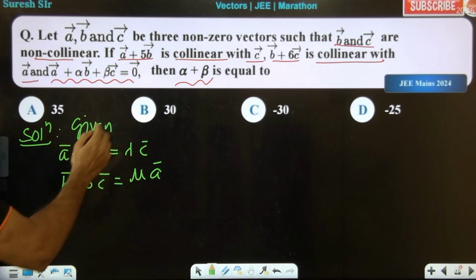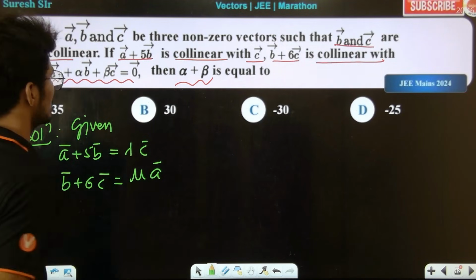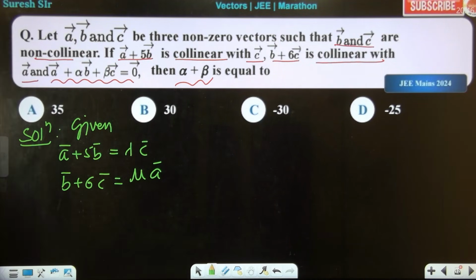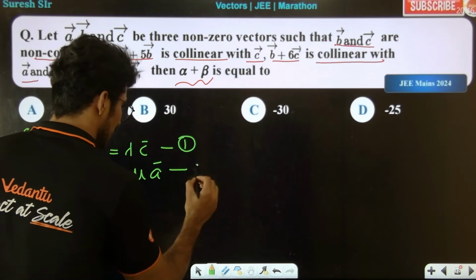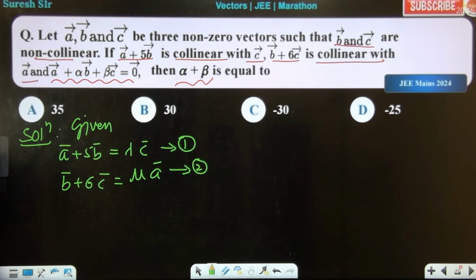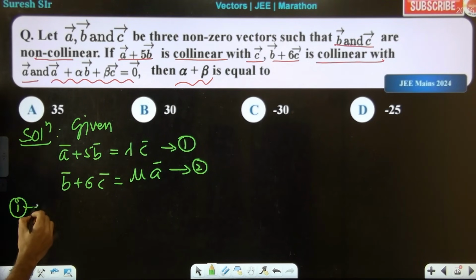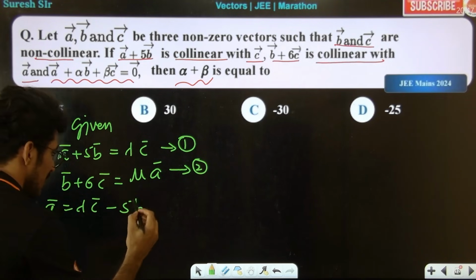What have they given here? They have given A plus alpha times of B plus beta times of C is equal to 0 vector. Let me take this as the first equation, and this as the second equation. So from the first equation, what can I write? Tell me. A vector is equal to lambda C minus 5B vector.